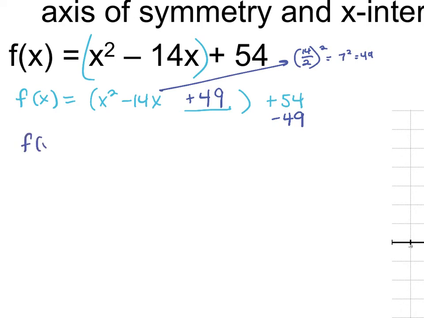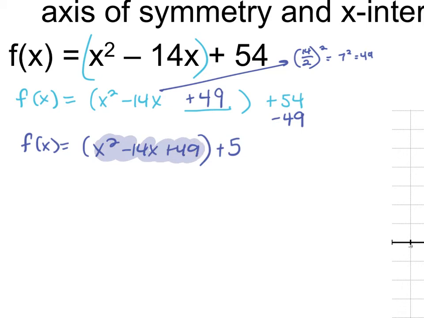Now what I just did is make what's in the parentheses there a perfect square trinomial, which was the point of it. Positive 54 minus 49 is a positive 5. Now the goal was to make this a perfect square trinomial so that I can factor it.